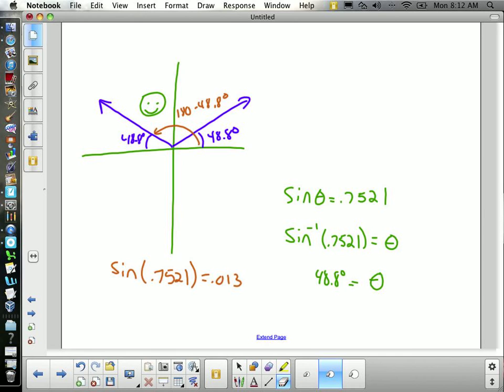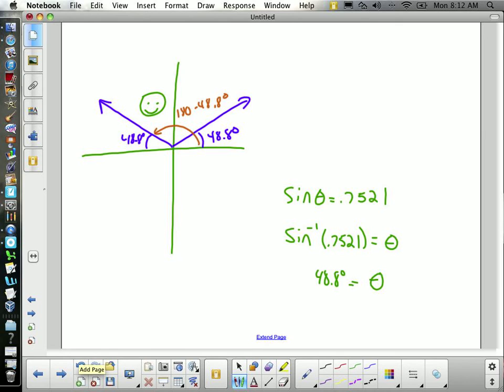Second one, cosecant is positive. So if cosecant is positive, what other function has to be positive? Cosecant is the reciprocal of which function? Sine. Okay. So sine must be positive. Which quadrants is sine positive in?